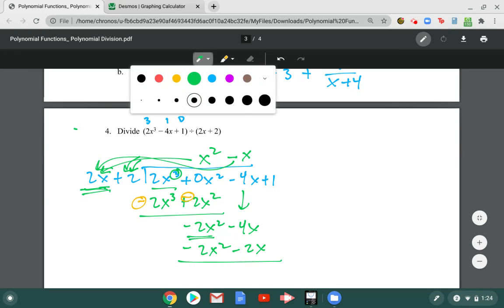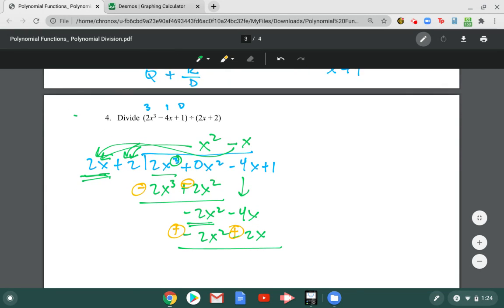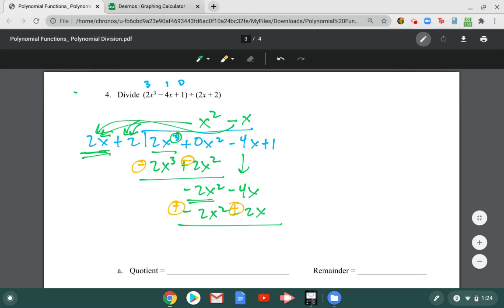I'm going to subtract, which is changing my signs. So those both change to plus now. And let's go ahead and combine these. The 2x squareds go away. Negative 4x plus 2x, that becomes negative 2x. Bring down the 1. Now I've got to go from a 2x to a negative 2x. The x's match, so I just need a negative, really a negative 1. And I'm going to multiply that negative 1 through. So negative 1 times 2x is negative 2x. Perfect. Negative 1 times 2 is negative 2.